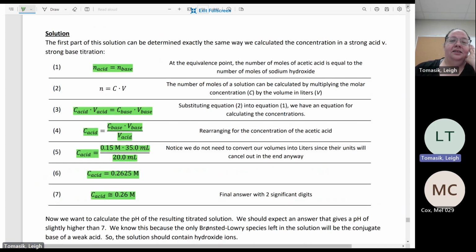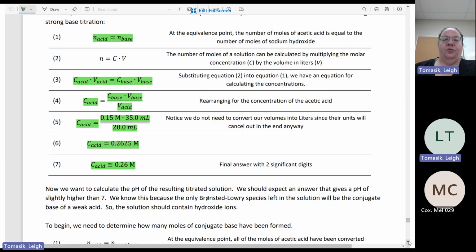Why? Because we have two significant digits in the 0.15 number. There's three significant digits in the 35.0, and there's three significant digits in the 20.0, but there's only two significant digits in the 0.15. So that means the acid is about 0.26 moles per liter. It has a very low concentration.